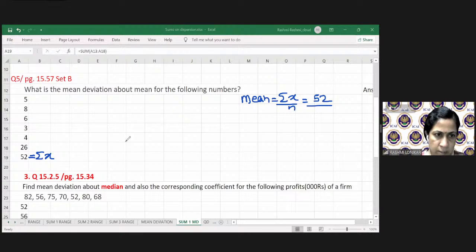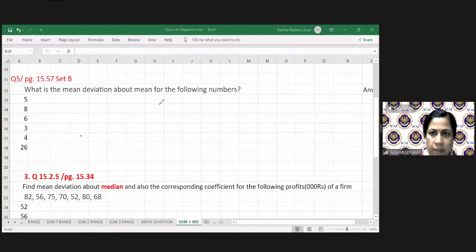ओके, नहीं, 1 मिनट रुकिए. 5 plus 8 plus 6 plus 3 plus 4. ओके ओके, 1-2 मिनट रुकिए. This is already okay. यहाँ मैंने पहले से ही निकाल के रखा है.